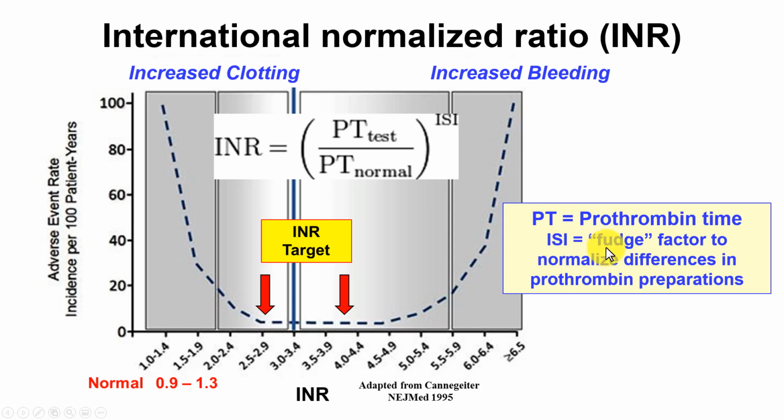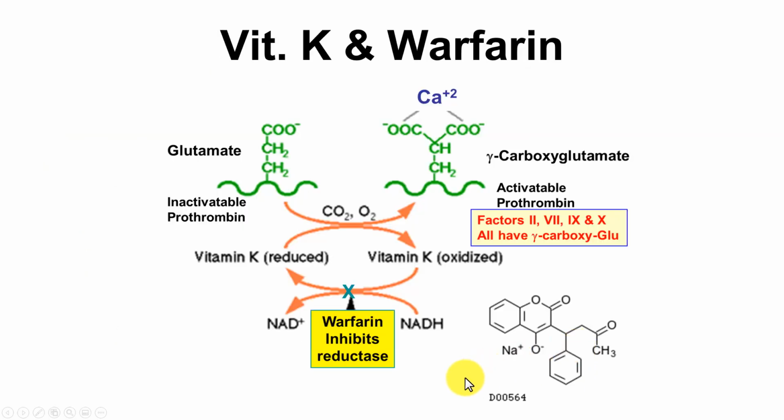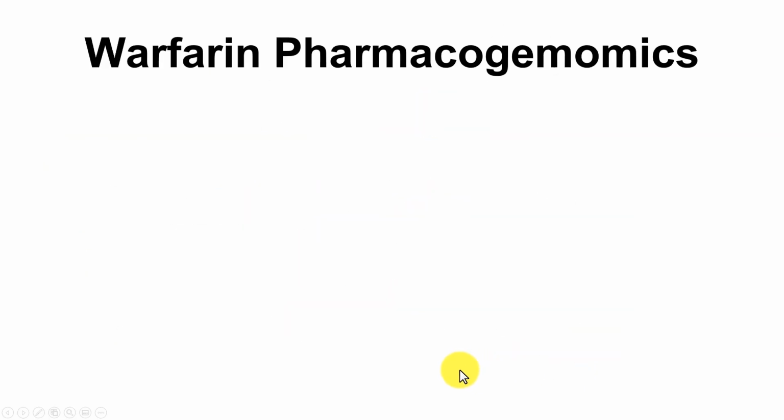The ISI here is the fudge factor, the International Sensitivity Index, which normalizes differences in prothrombin preparations in various places in the world, or wherever it's made, for doing this work. So remember, this is the way it happens.